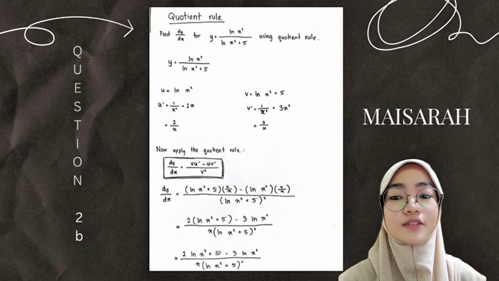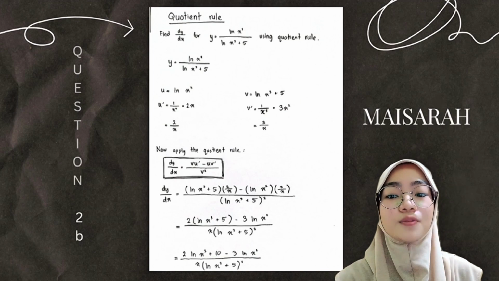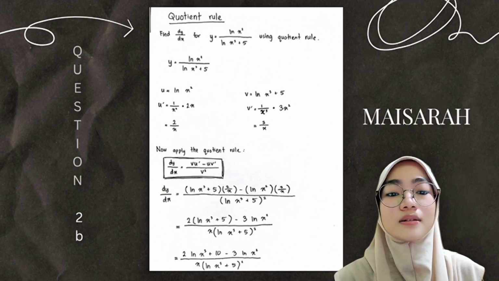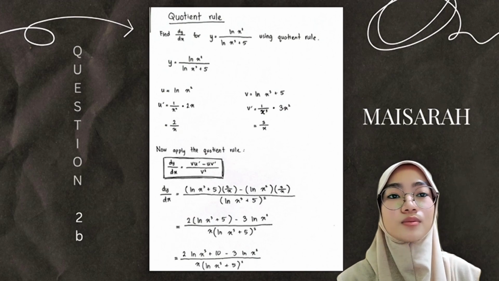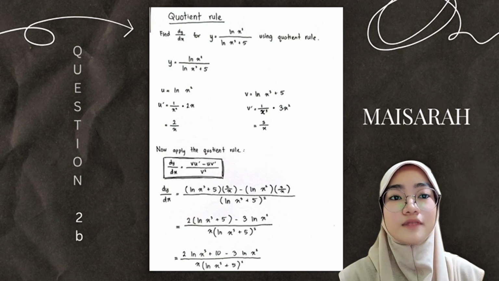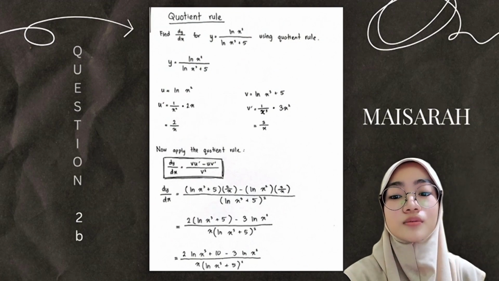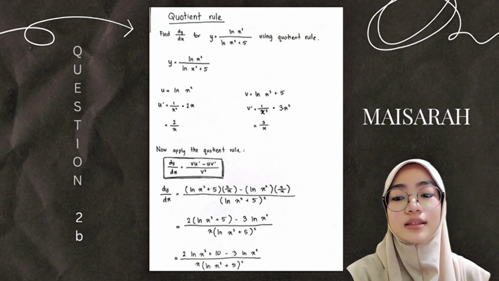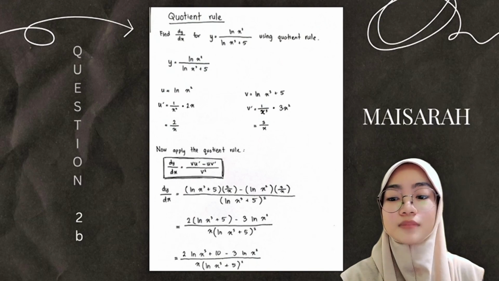So we differentiate the numerator first. We have u equal to ln x squared. We differentiate, we get u prime equal to 1 over x squared times 2x. After that, we need to simplify it. u prime equal to 2 over x. Next, we differentiate the denominator. We have v equal to ln x cubed plus 5. We differentiate it to v prime equal to 1 over x cubed times 3x squared plus 0. Then we simplify it, we get v prime equal to 3 over x.